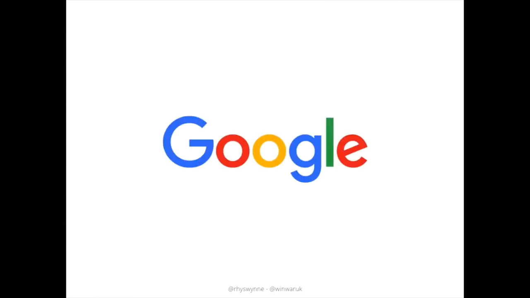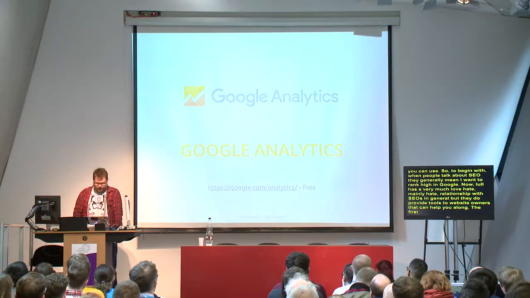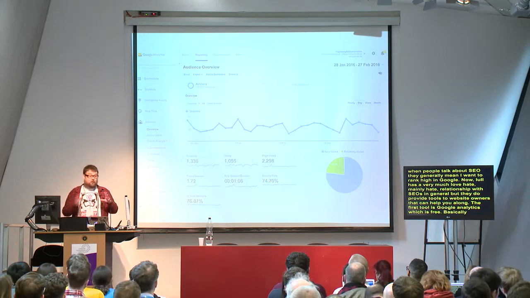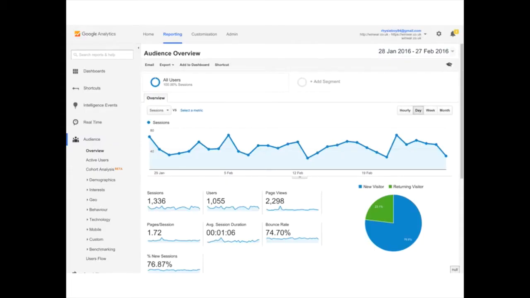So to begin with, when people talk about SEO, they generally mean, I want to rank high in Google. Now, Google has very much a love-hate, mainly hate relationship with SEOs in general, but they do provide tools to website owners that can help you along. The first tool is Google Analytics, which is free. Basically, Google Analytics tells you how many people arrived at your site, where they visited, and where they have left by. This is not strictly an SEO tool. This is a tool generally for anybody who runs a website.